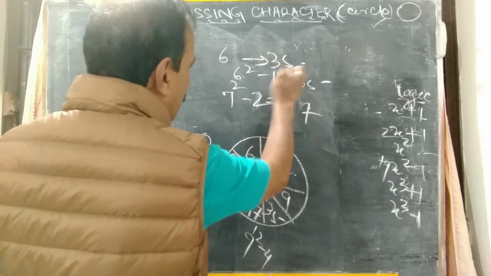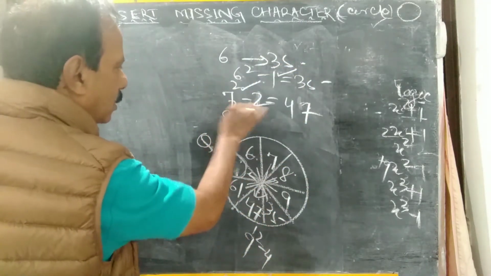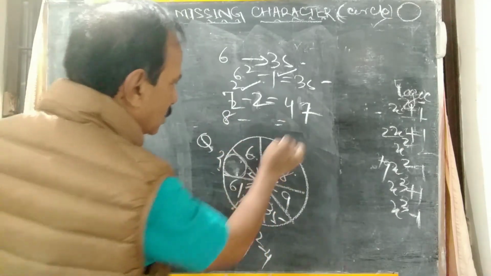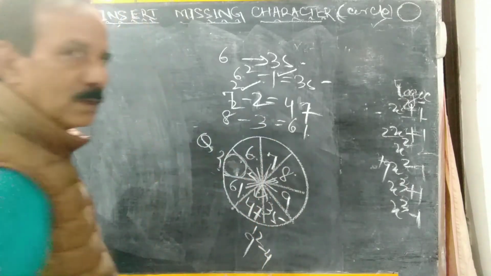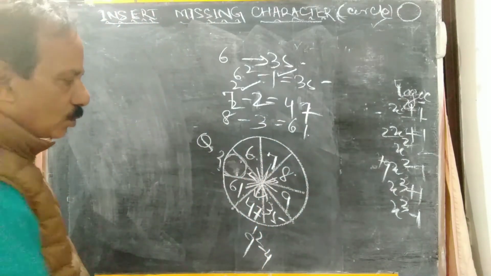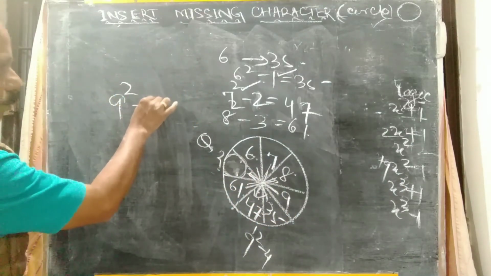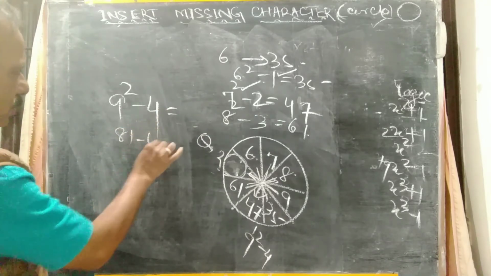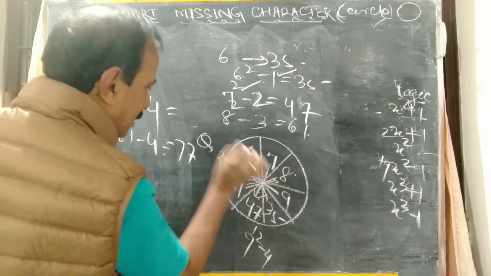Then what happens? Here x square minus 1, x square minus 2. Then 8, see whether it is satisfied or not. 8 square is 64, minus 3 is 61. So that is minus 3. Is it satisfied? So you know the logic. Then what will come for 9? 9 square minus 4, 3 plus 4. So 81 minus 4, how much? 77. So the answer will be 77.